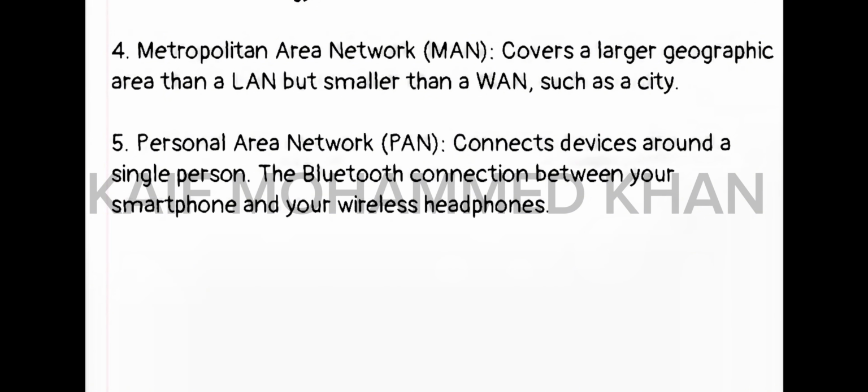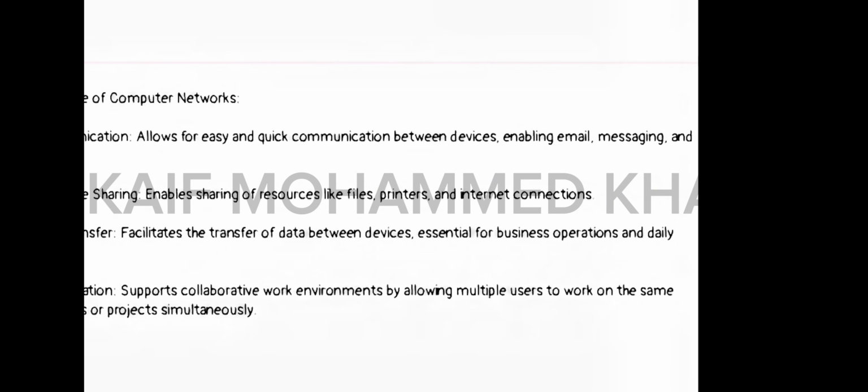So the fifth is personal area network, PAN. This connects devices around a single person, such as a Bluetooth connection between your smartphone and your wireless headphones. So yeah, PAN is personal. Personal means intended for your personal use. It connects devices around a single person, like connecting a device through Bluetooth with your smartphone and your wireless headphones, which comes under PAN.